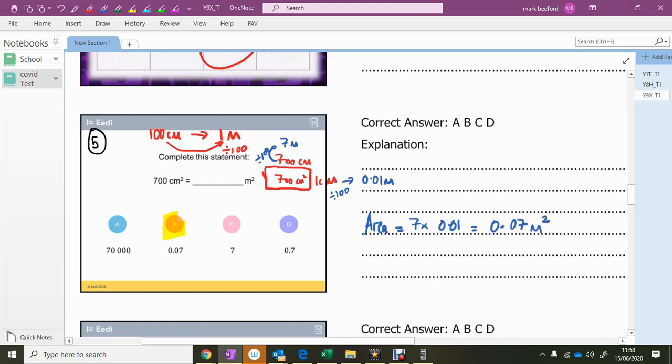So the general idea behind this is to get a rectangle where the units are in centimeters that give you the area you want, in our case 700 by 1 centimeters. Change both of those lengths into meters and then work out the new area by multiplying those meters together.